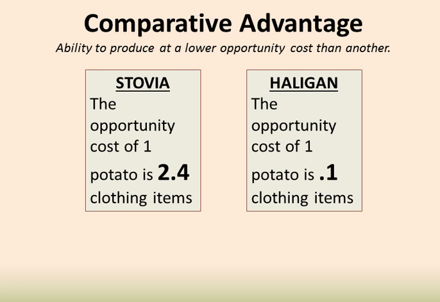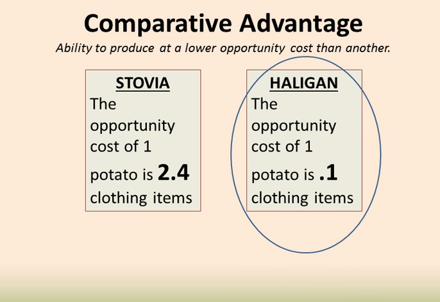Now, when I'm looking at the opportunity cost for potatoes and I pull that information together, what I see is that the cost of producing 1 bushel of potatoes in terms of clothing is 2.4 items for Stovia. For Halligan, it's only 1/10. So what this means is that Halligan has comparative advantage in producing potatoes, and that country should be producing the potatoes.